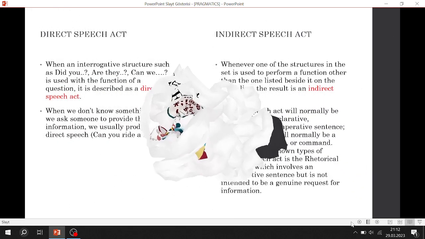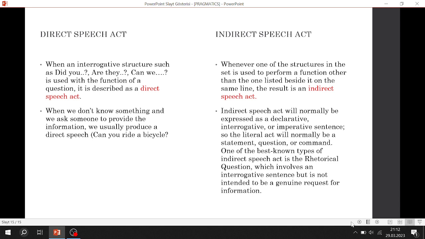Let's move on. Direct speech act and indirect speech act. There is a lot of writing. Sorry about that, but I didn't have another way to explain these topics. Direct speech: when an interrogative structure such as "did you," "are they," "can we" is used with the function of a question, it is described as a direct speech act. When we don't know something and we ask someone to provide information, we usually produce a direct speech act. For example, "Can you ride a bicycle?"